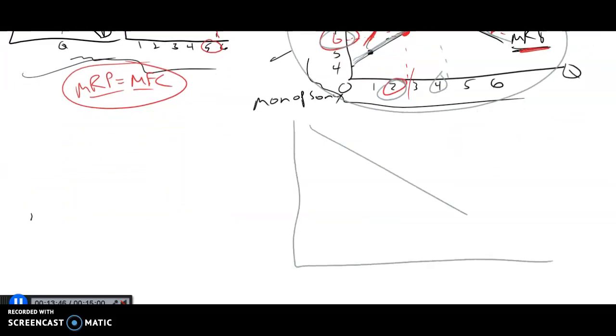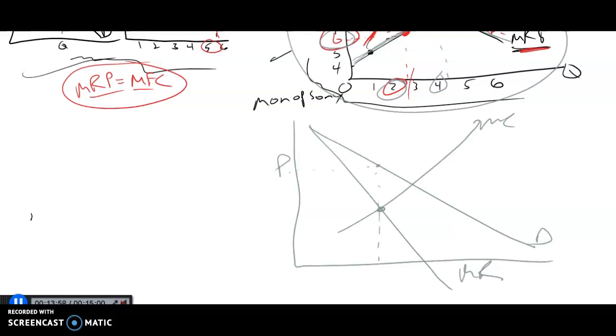So a monopoly has downward sloping demand, downward sloping marginal revenue, upward sloping marginal cost. MR equals MC, up to the demand curve, that's my price, and I dot over. That's price, right? Remember, a perfectly competitive would be here. That's price, perfect competition, quantity, perfect competition.